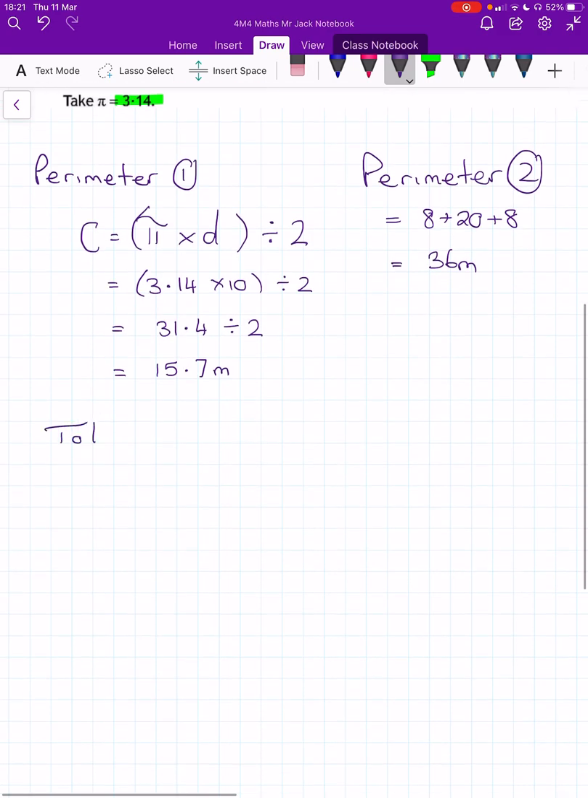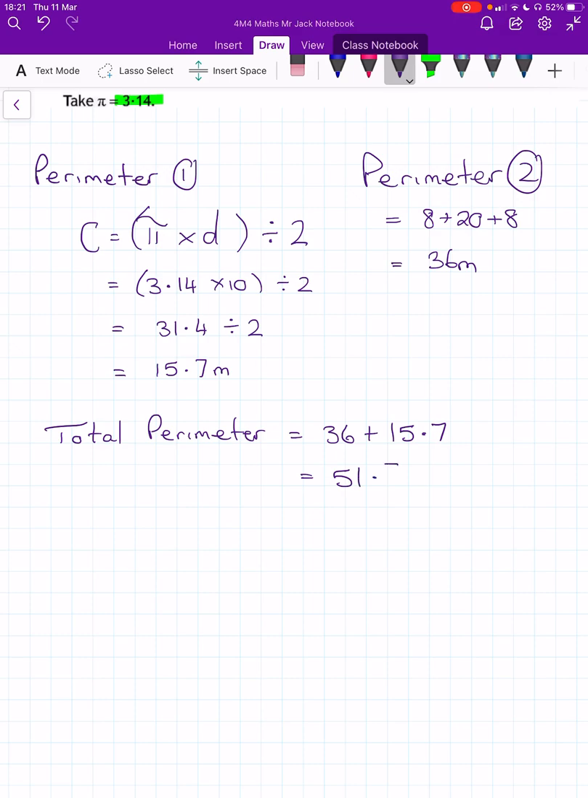So the total perimeter now, let's just move this up a little bit. Total perimeter is 36 plus 15.7, that's going to be 51.7 meters. Okay, so that's our total fence perimeter.